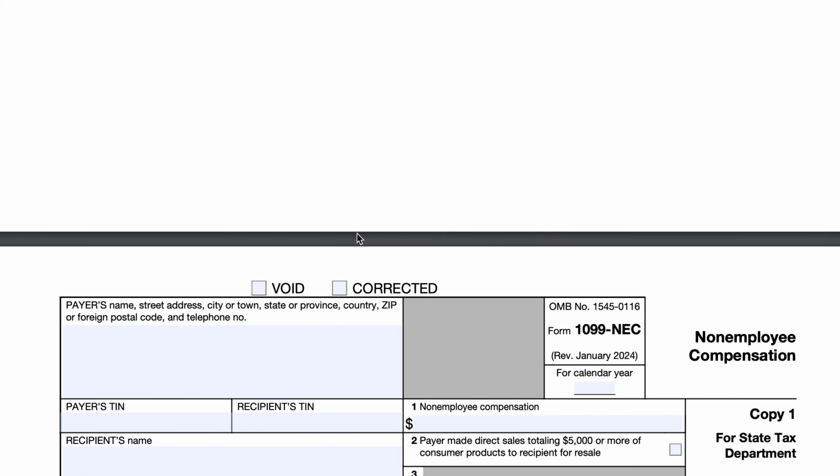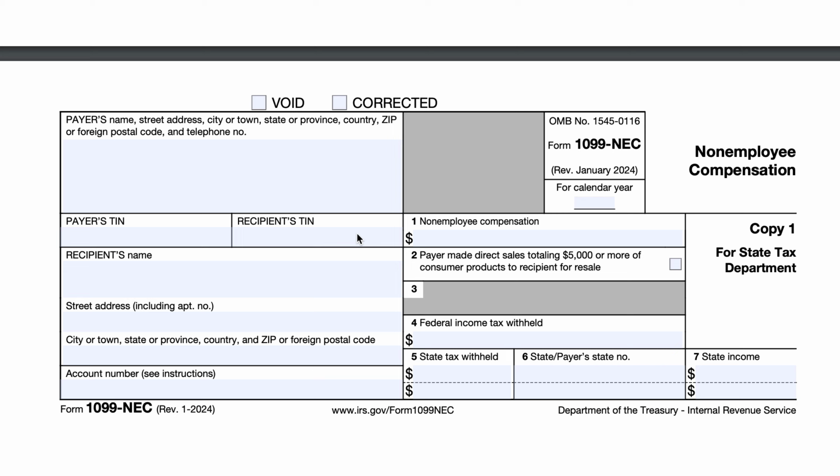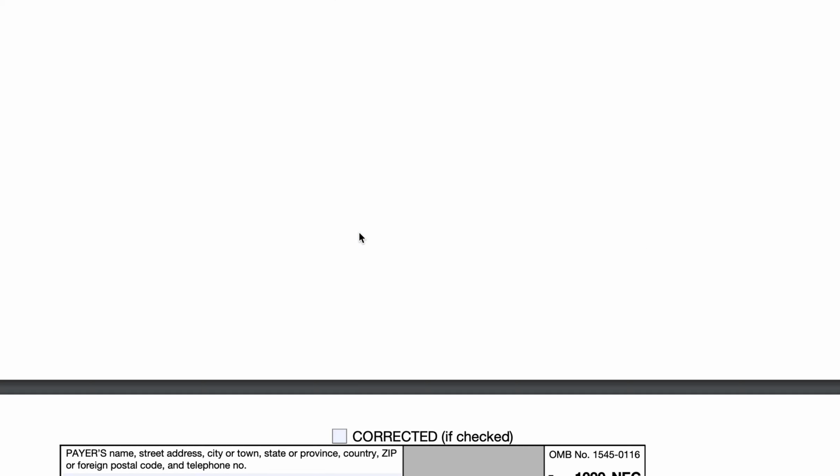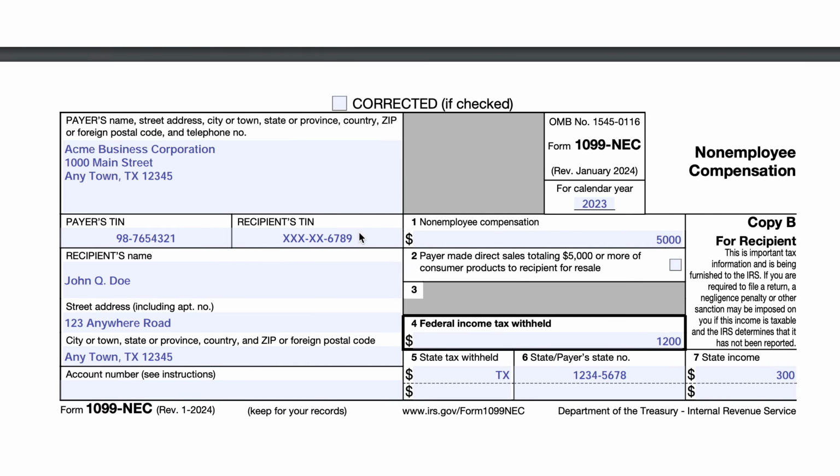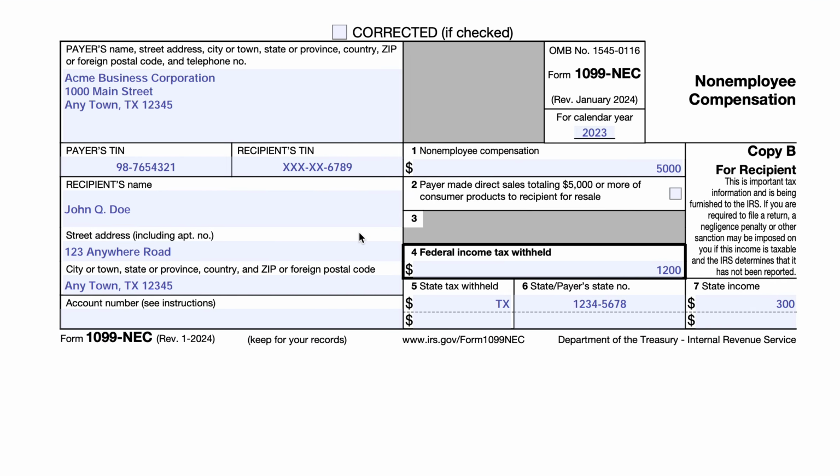There are also copy 1 and copy 2 for state tax purposes. If you live in a state that does not have a state income tax, then you probably won't see copy 1 or copy 2.